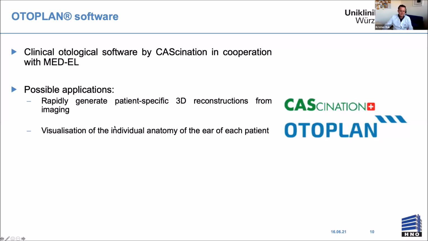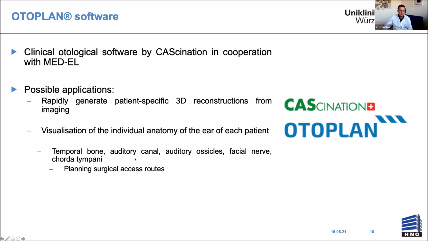You can use this then to visualize the individual anatomy of each ear of each patient, maybe also in atresia cases, for example. You can visualize the temporal bone, the auditory canal, the auditory ossicles, the facial nerve, the chorda tympani, and you can also use this to plan surgical access routes. And from this, the AutoPlan software was also derived, because the company Cascination has developed the first surgical CE robot, and similar software is also used in their system.